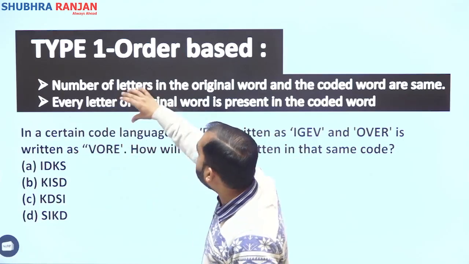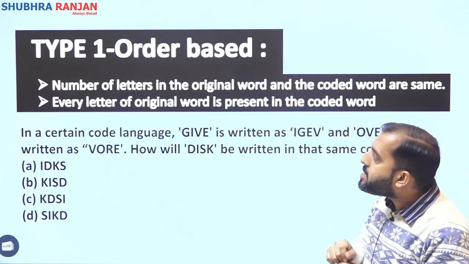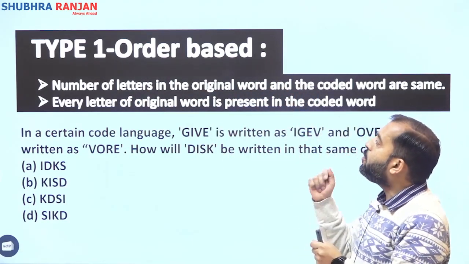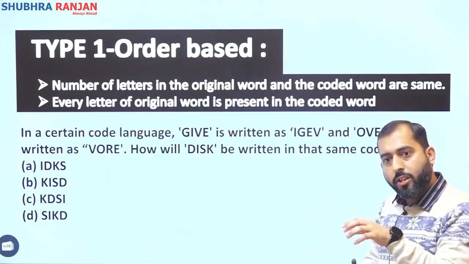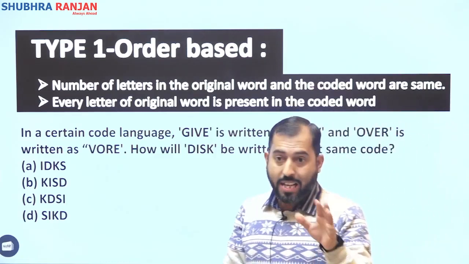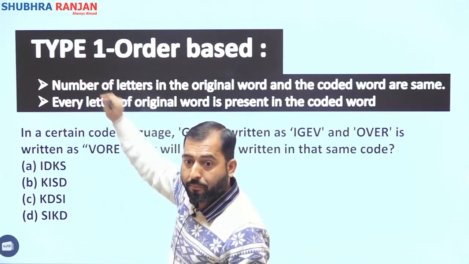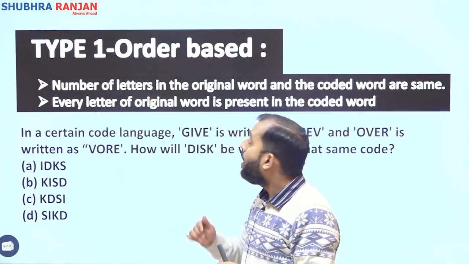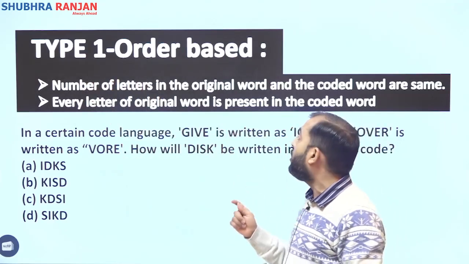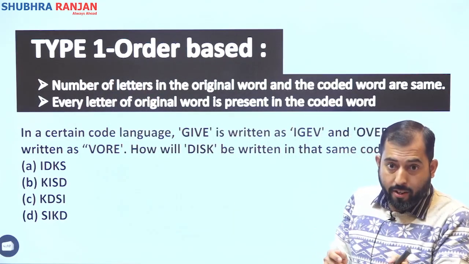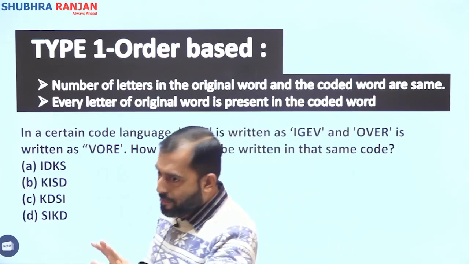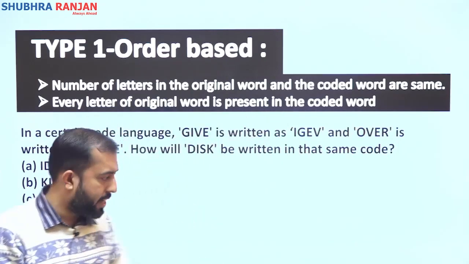For that, I have given you 2 things. One of which is that the number of letters in the original word and the coded word are the same. First point, this has to be there. This is the necessary condition for type 1. Second point is every letter of the original word will be present in the coded word. Okay. Although you have solved it, I still want to discuss this question again.